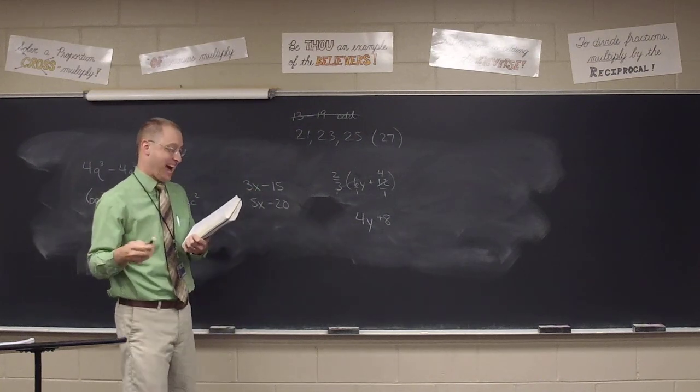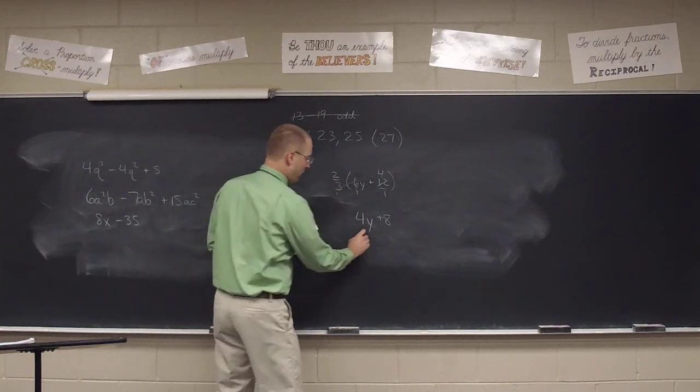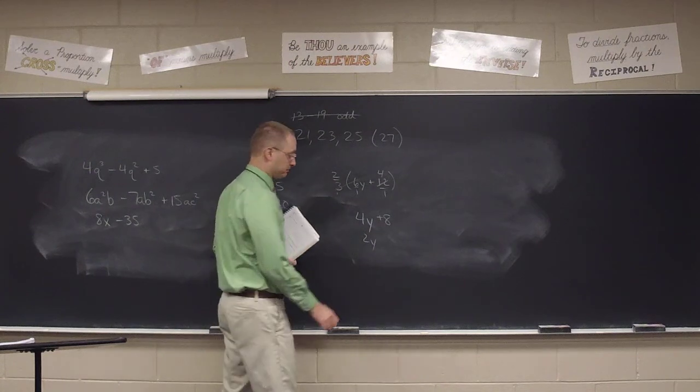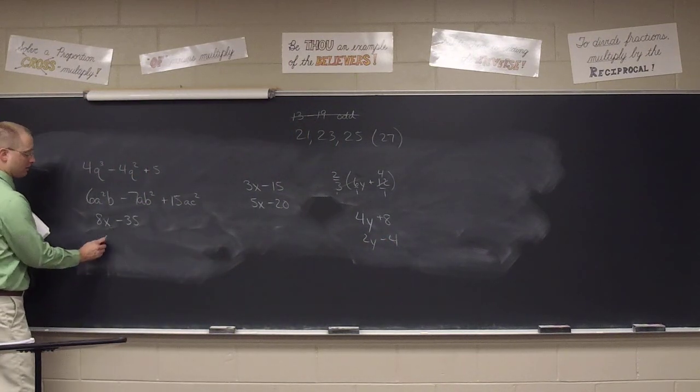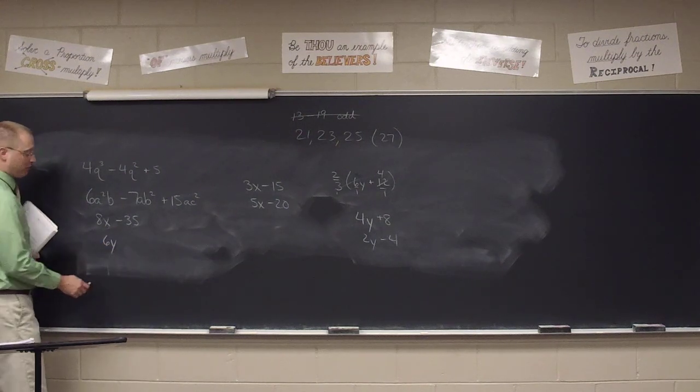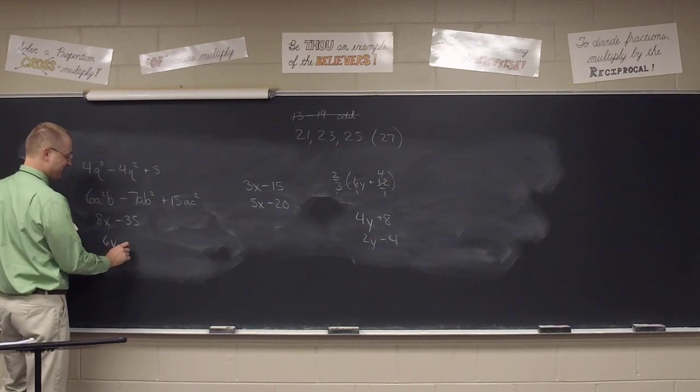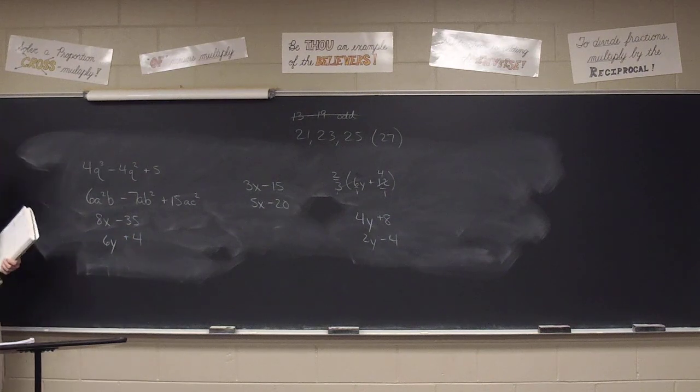We do the same thing with the next one, though I think the next one's even easier because you just take half. What's half of 4y, class? 2y. What's half of negative 8? Negative 4. And we combine the 4y and 2y to get 6y, and we combine the 8 and the negative 4 to get positive 4.